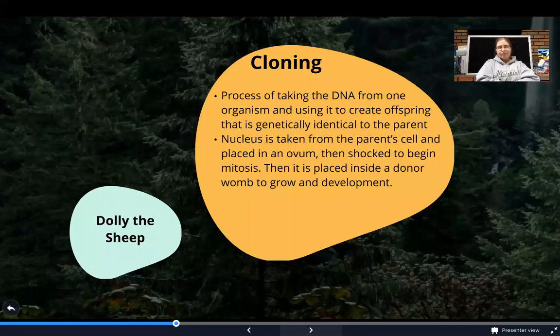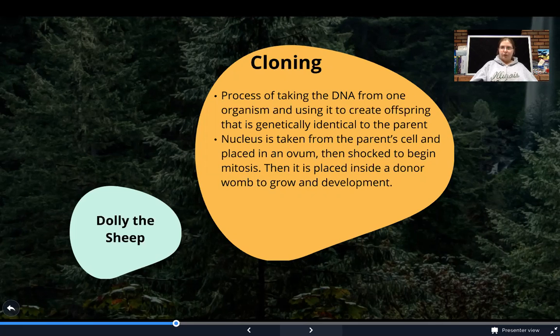Cloning. So this is a process of taking DNA from one organism and using it to create an offspring that is genetically identical to the parents. We've seen cloning in movies and TV shows. You take the genetic information from a cell of one person and you use it to create a genetically identical version of them. Now notice how we keep saying that it's genetically identical, because there's that whole nature versus nurture argument. And oftentimes that doesn't mean that when you clone someone or something that they will act completely the same as that original person or thing.